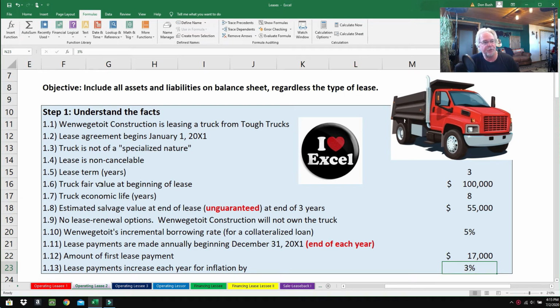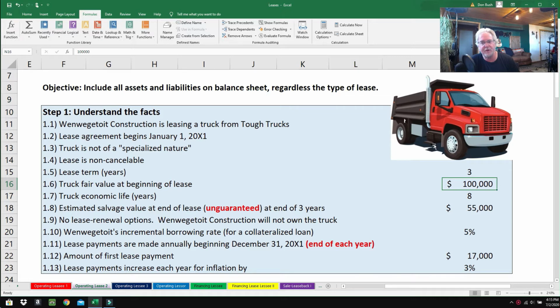The truck's fair value at the beginning of the lease is $100,000. So this truck sitting right here would cost $100,000 at fair market value. 1.7, the truck's economic life is 8 more years. That includes the 3 years of the lease. So grand total, this truck should last another 8 years. 1.8, the estimated salvage value at the end of the lease is unguaranteed at the end of 3 years.